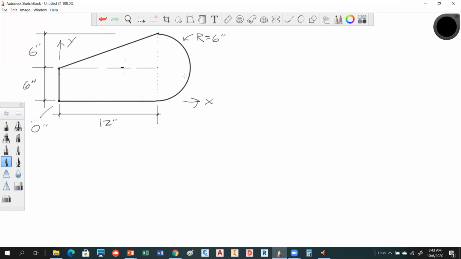Okay, so what I usually do, the first thing I do after I decide how I'm going to break it down and where my origin is, I'm going to assign these shapes numbers, because I need to be able to keep track of them in my chart. So we're going to call that shape 1, shape 2, shape 3. Is everybody okay with that?